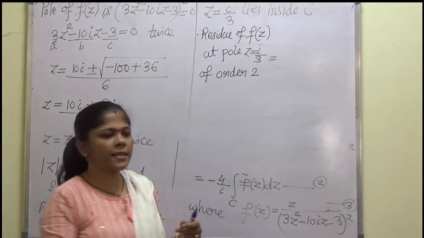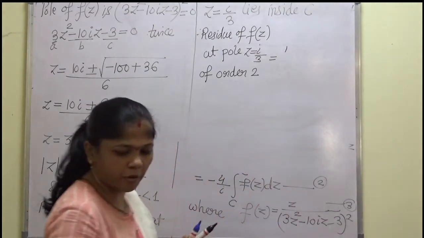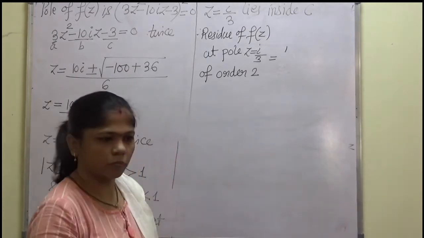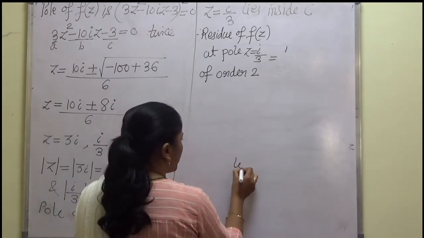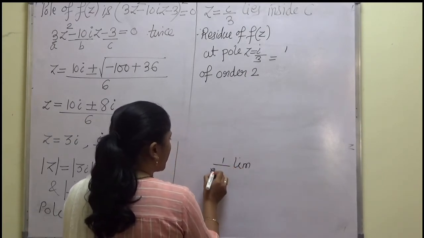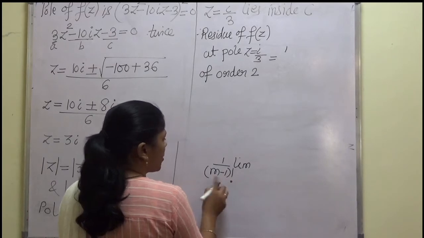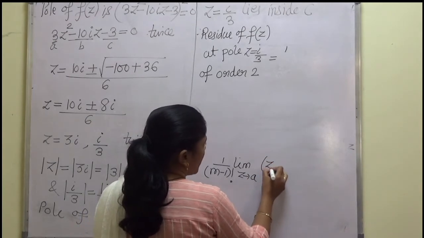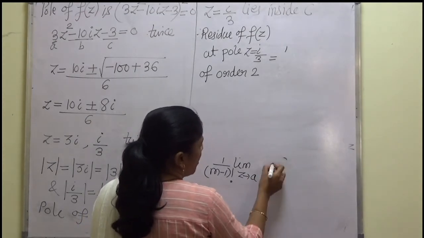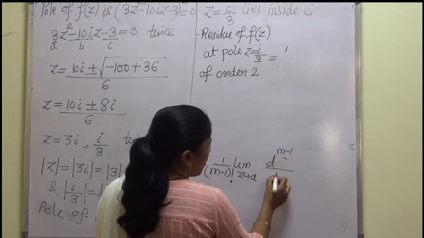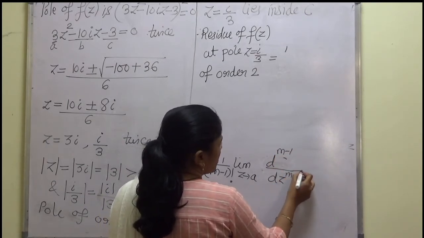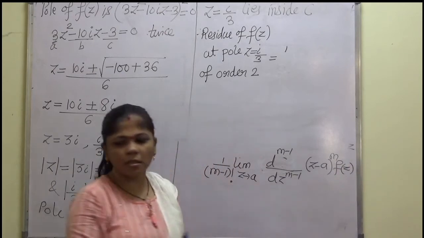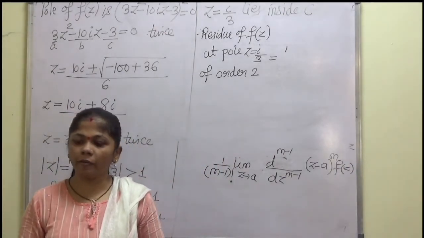Yes, the formula is 1 upon, see here, I write the formula. The formula is limit, 1 upon m minus 1 factorial, where m is the order of the pole. Limit z tends to a, then the m minus 1 derivative of z minus a raised to m into f of z. This is the formula we are having, right? So this formula we will apply over here.